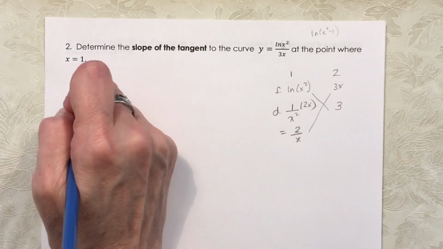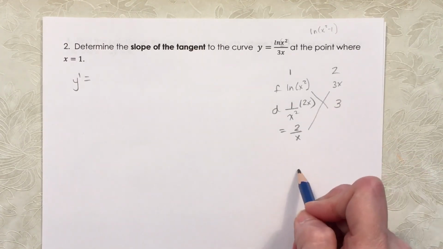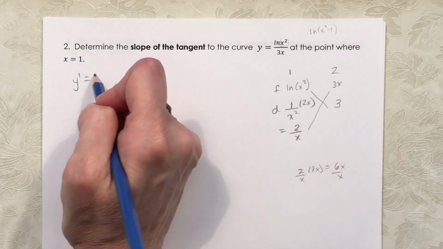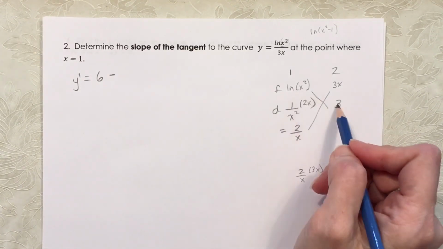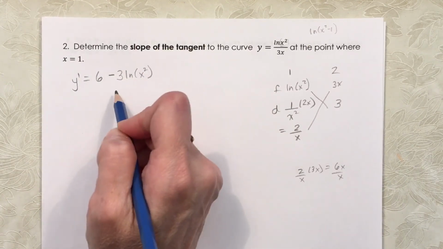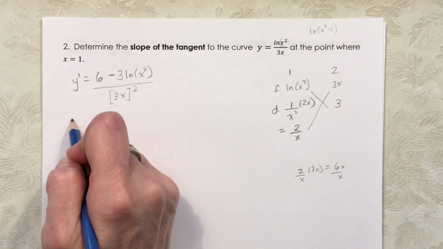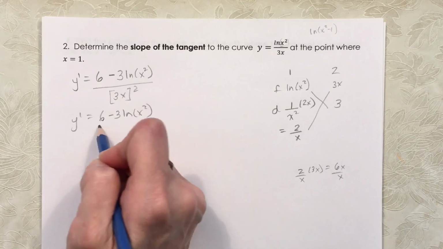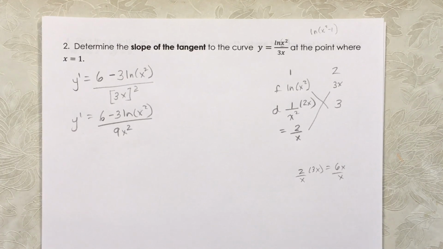So it's a quotient rule, so y prime is going to be the derivative of the first times the second. So think about that, 2 over x times 3x is going to be 6x over x, which is just 6, okay? Minus the first times the derivative of the second, so minus 3 times the ln of x squared, all over the second squared, which is 3x squared. So y prime is 6 minus 3 times the ln of x squared over 9, careful with the 9, because 3x times 3x is 9x squared.